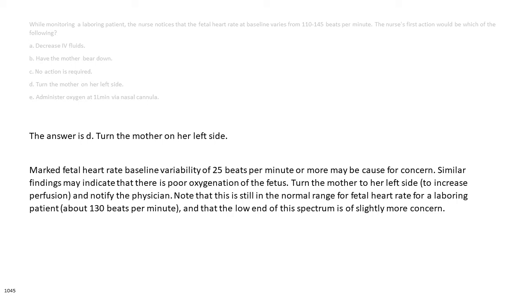Note that this is still in the normal range for fetal heart rate for a laboring patient, about 130 beats per minute, and that the low end of the spectrum is of slightly more concern.